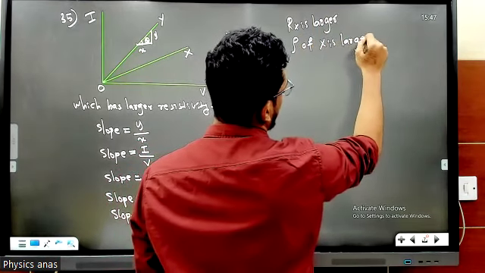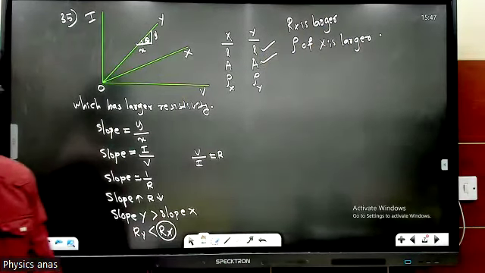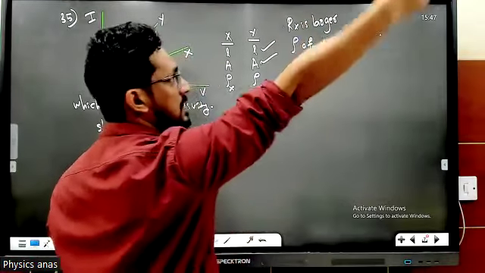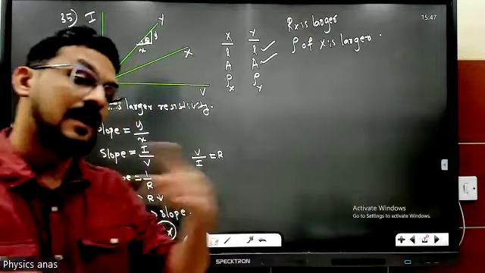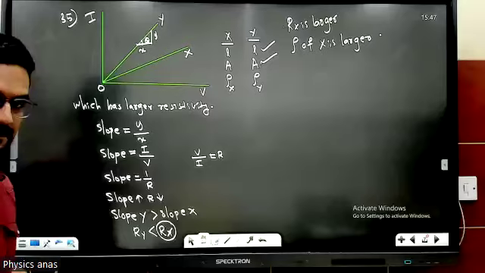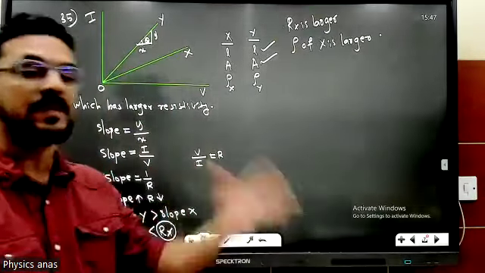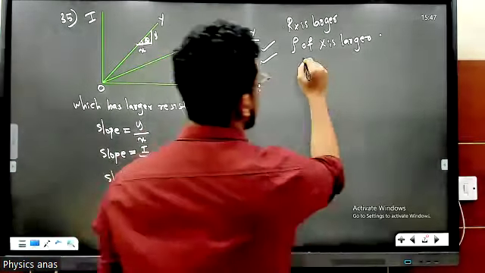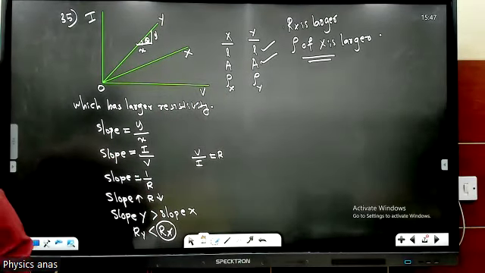Because L is the same and A is the same, and Rx is larger, that will be made of a material which has larger resistivity. Then only its resistance will be increased. So if Rx is larger, then resistivity of X will be large. Resistivity of X is large.